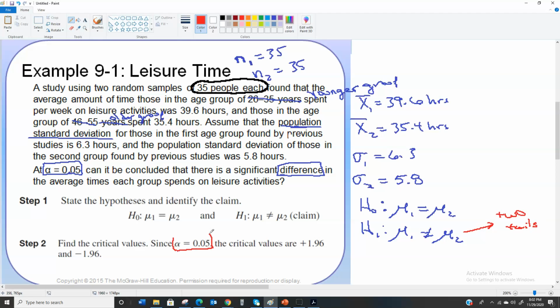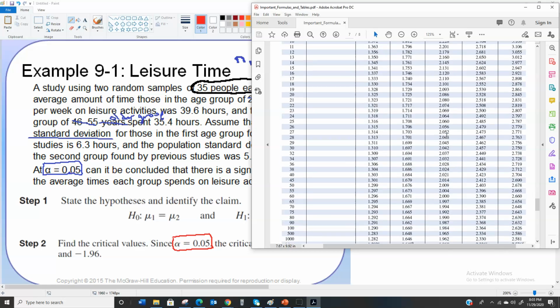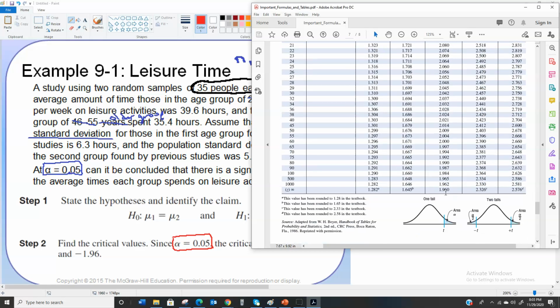And then the alpha is 0.05. So we're looking at a two-tail z-test, because we have the sigmas. It's a z-test. It's two tails, and our alpha is 0.05. So that's what we're looking for on the chart. So two tails, 0.05, and then a z-test is all the way at the bottom, because we don't have to worry about degrees of freedom when we have the population standard deviation. So this is where we get the 1.960.